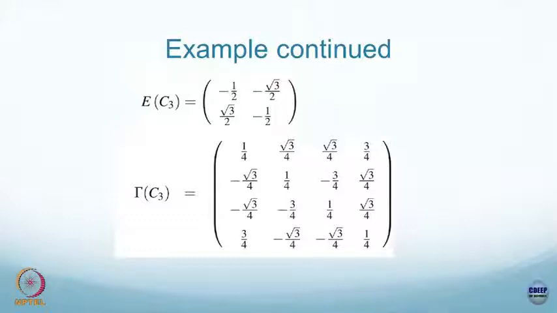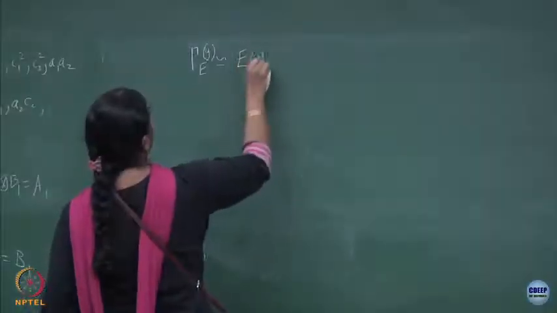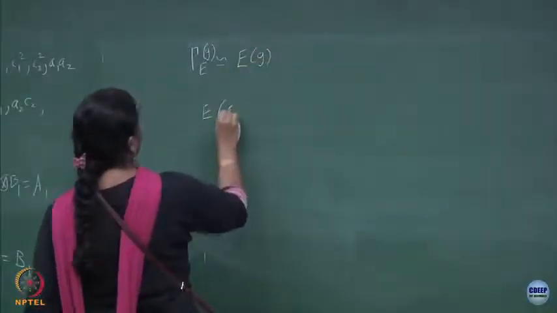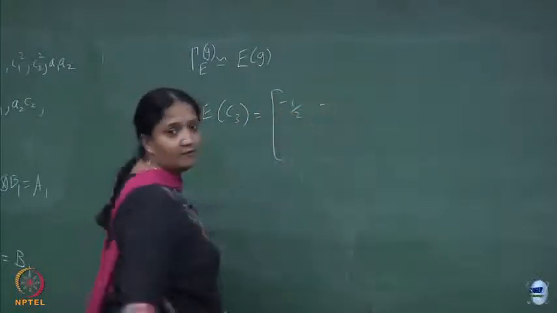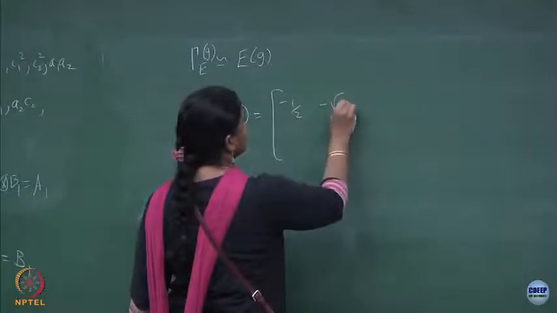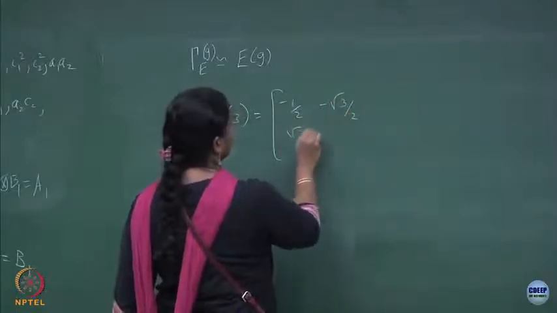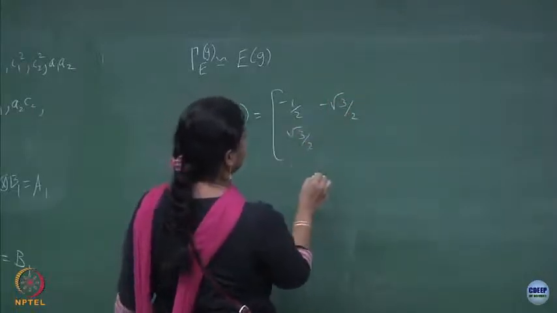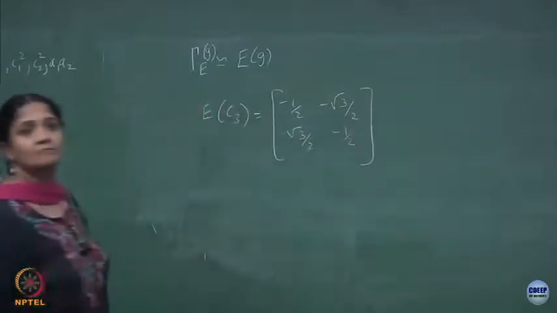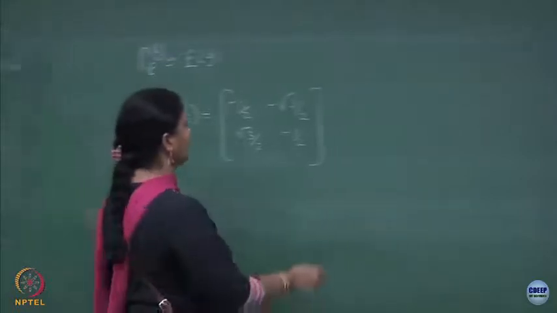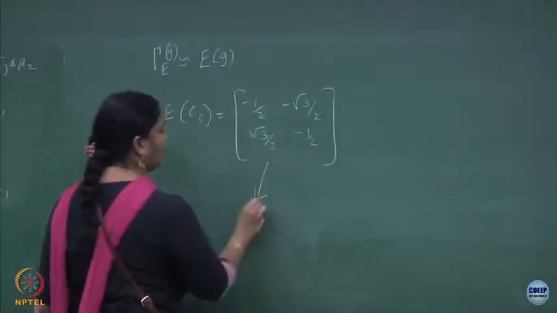Gamma E, I am going to use the shorthand notation E for gamma. I am going to work it out for C3, minus or plus. It will act on the corresponding basis.